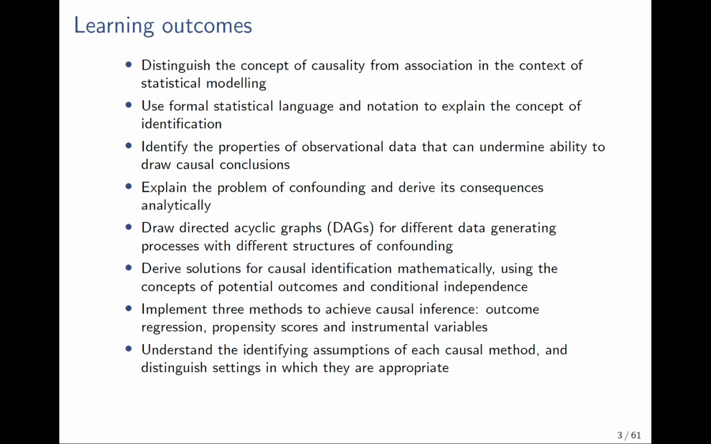We'll then look at solutions for causal identification. I want you to be able to derive them mathematically using the causal inference concepts of potential outcomes and conditional independence. As I said, there are 3 methods that I want you to be able to understand and implement. That is outcome regression, which you already know about, propensity scores and instrumental variables. And I want you to be able to understand and identify the assumptions of each causal method and distinguish settings in which these different methods are appropriate.